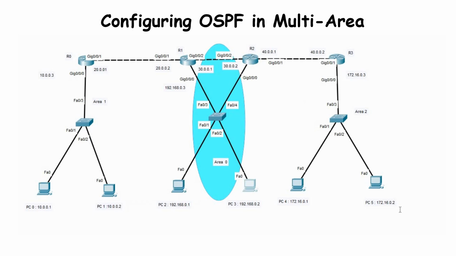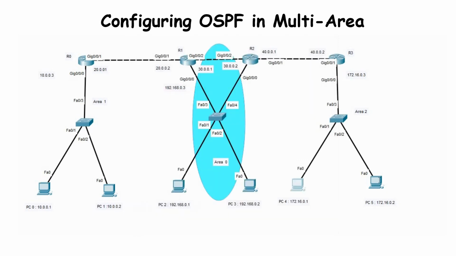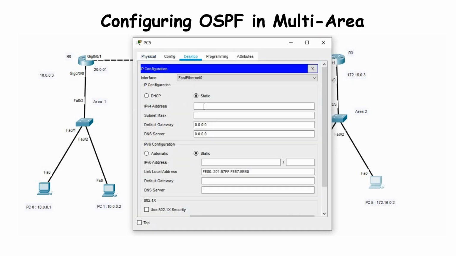And for PC4 and PC5, the default gateway is 172.16.0.3, which is gigabit 0/0/0 of router R3. So go to PC4, 172.16.0.1 with default subnet mask and gateway is 172.16.0.3. Similarly for PC5, 172.16.0.2 with default subnet mask and gateway is .3.